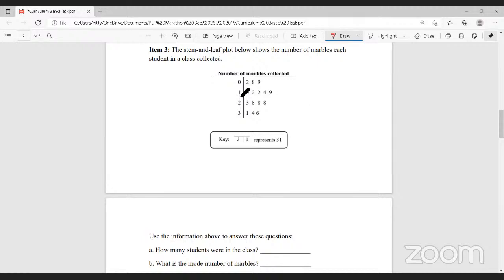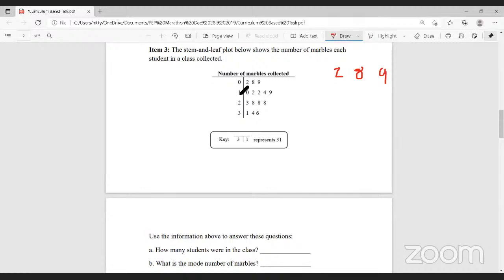So, the stem and leaf plot, it's almost like we're looking at numbers with a tens place and with a ones place. The numbers on this side, based on this stem and leaf plot, would represent the tens place of whatever number we're coming up with. And the numbers on this part, these single digits, will represent the ones in the number. So for the first one, we have 0 tens and 2 ones. That would mean 2 marbles. This one says 0 tens and 8 ones. That would mean 8 marbles. We have 0 tens and 9 ones. That would mean 9 marbles.